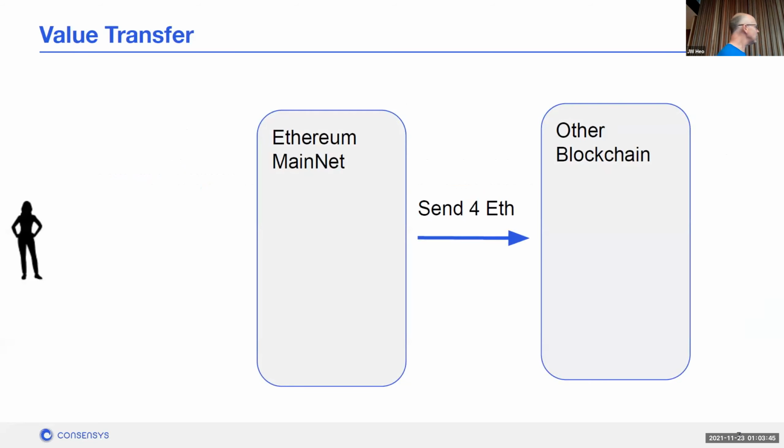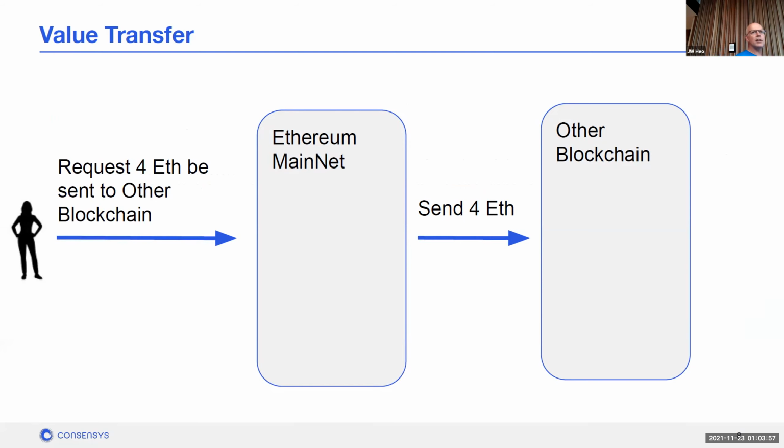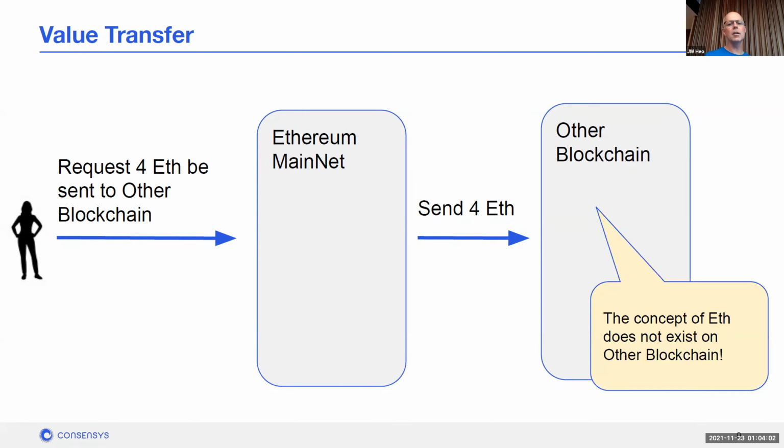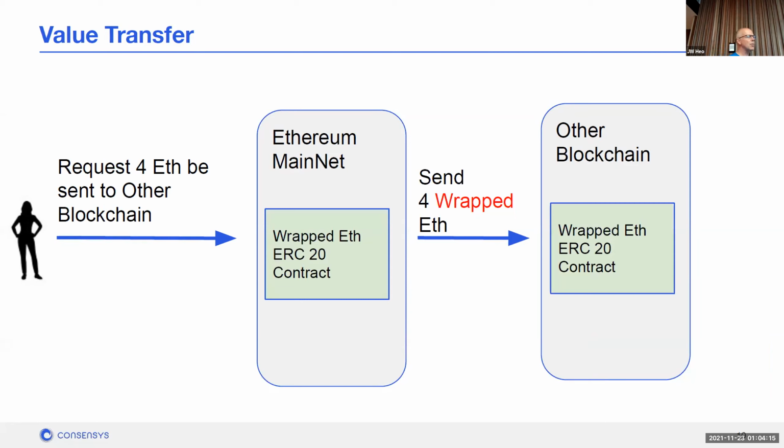So, the ability to use assets from all the blockchains in one transaction, which is pretty much what I said. So when I talk about value transfer, how does it actually work? So you've got mainnet, you've got some other blockchain, you say, all right, I want to send 4 ETH. But how does that really work? Well, you're going to have to send a transaction to request that it actually happens on the starting chain, on the source chain. But the concept of ETH doesn't exist on the other blockchain. So you can't send 4 ETH, the native asset of Ethereum mainnet, to some other chain. So you end up using what's called wrapped ETH. So wrapped ETH is essentially just an ERC20 token.